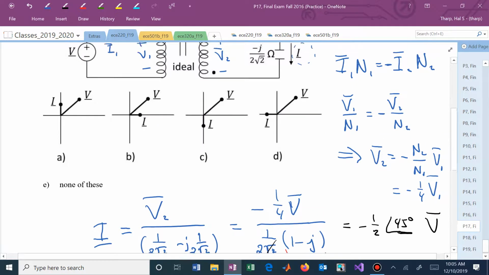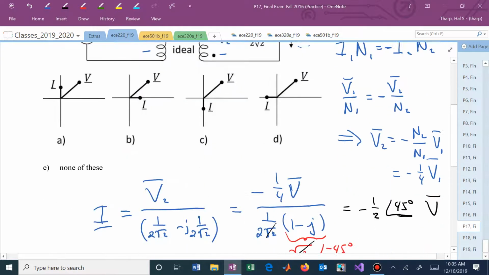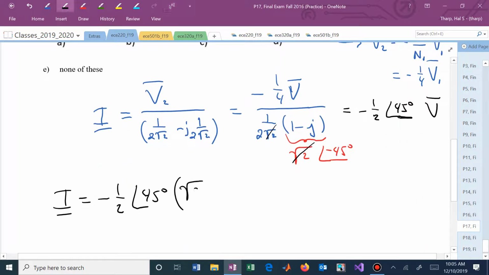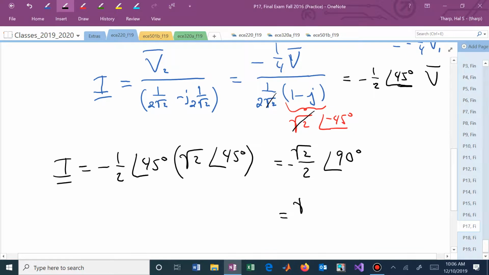And what did I assume V bar was? V bar, I said, was the square root of 2 at 45 degrees. Or I now have a magnitude of the square root of 2 over 2, or half of the length of V, and I have a minus 90 degrees. Or do you see that this is now the square root of 2 over 2 at minus 90 degrees?